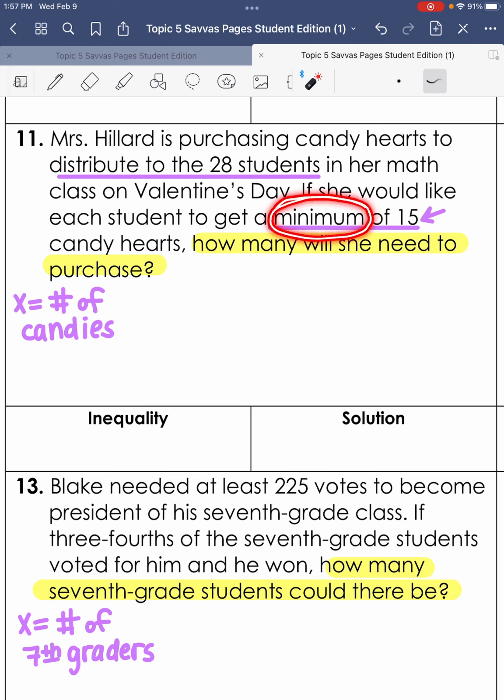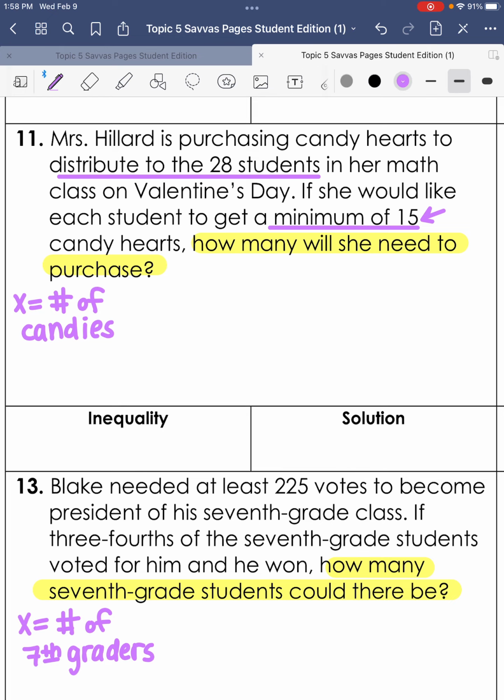It gives me one of those key words for inequalities. So minimum, what sign would that be? Well, it means that the smallest number that each student would receive is 15, but each student might receive 20, right?